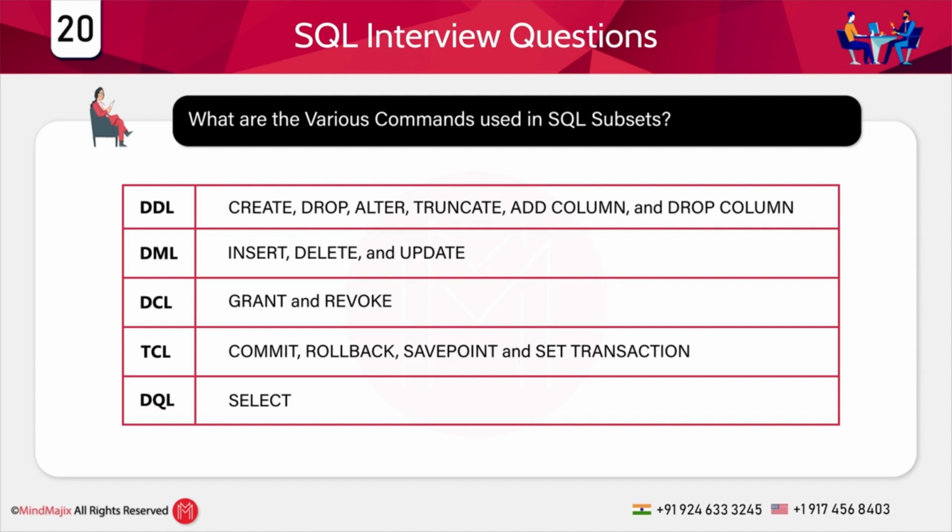Now if you talk about DML, or the data manipulation language, there are three statements over here: insert, delete, and update. Now if you talk about DCL, or the data control language, here you can use statements starting with grant and revoke. After that, in the transaction control language, there are statements such as commit, rollback, save point, and set transaction. And the data query language, or DQL, has only one statement, which is nothing but select.